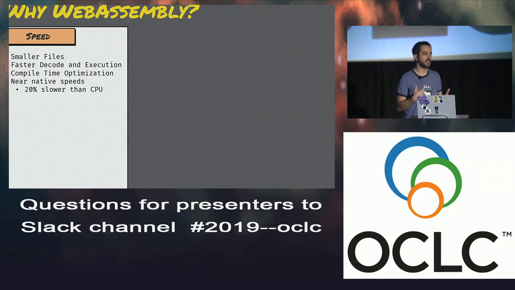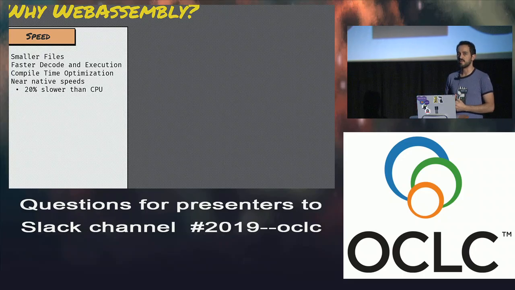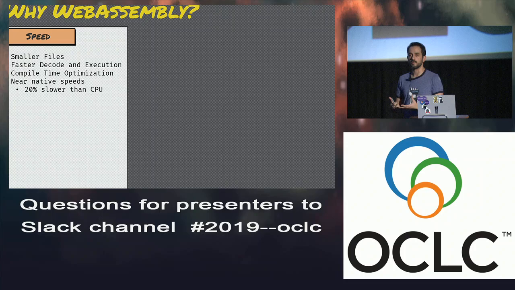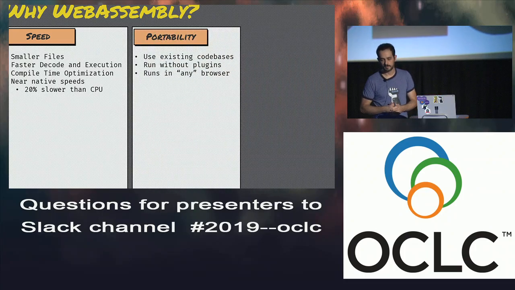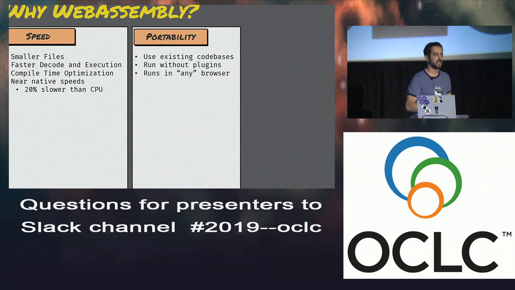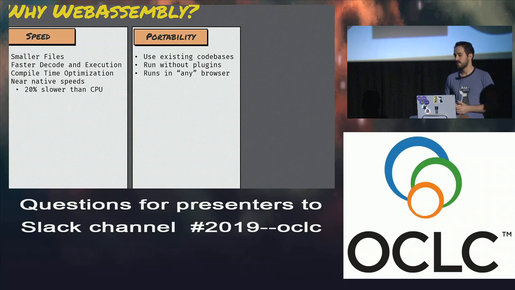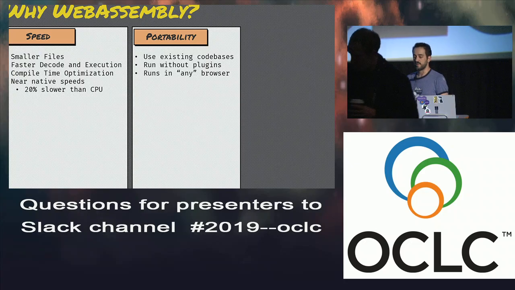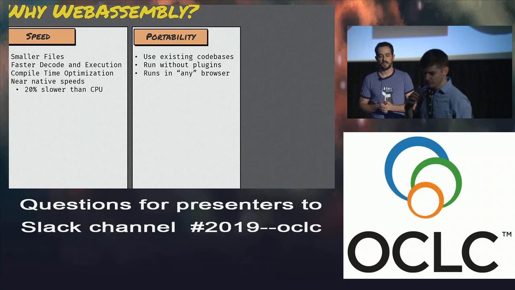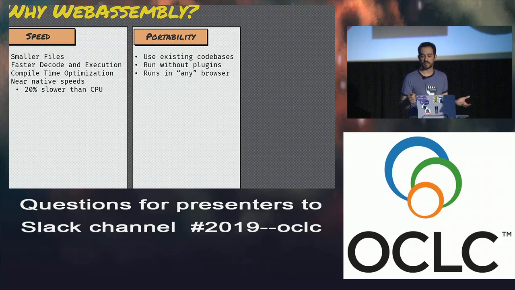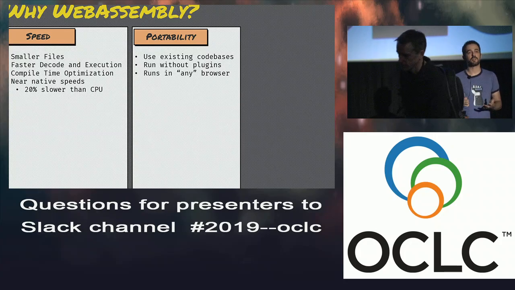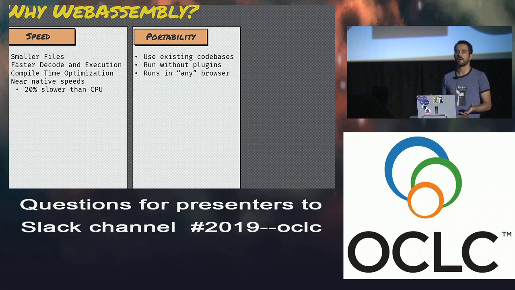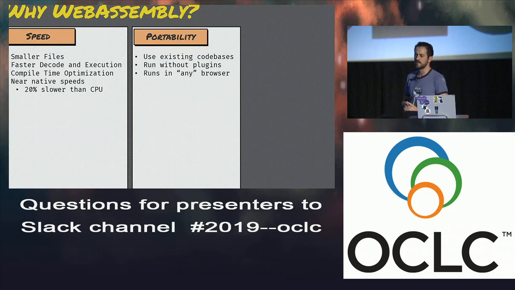And what do they mean by near native speeds? Well, we can run WebAssembly about 20% slower than it would run on a CPU. Portability. We can use existing code bases that we already have. We can run without plugins in the browser. And it runs pretty much on any browser. Any modern browser supports WebAssembly, and there are polyfills that can help bridge in older browsers.